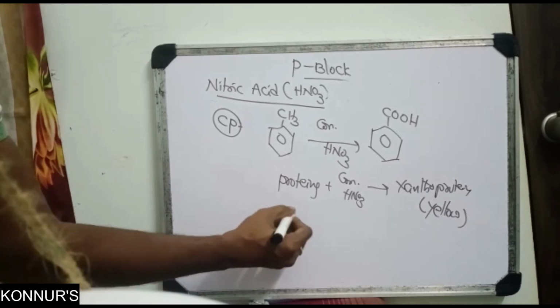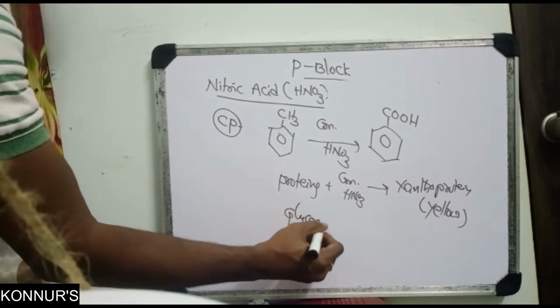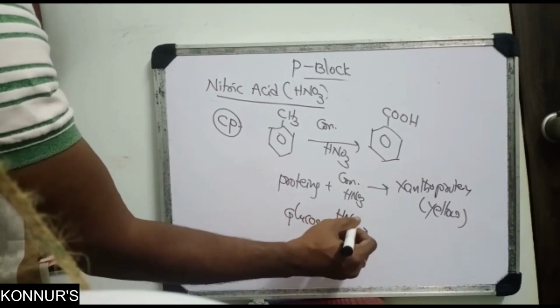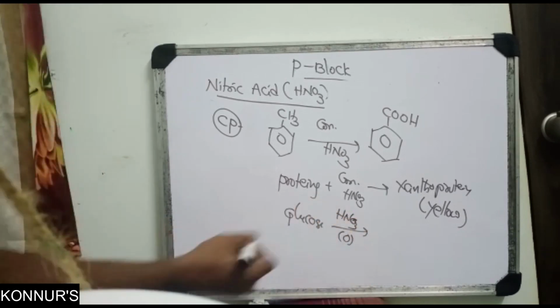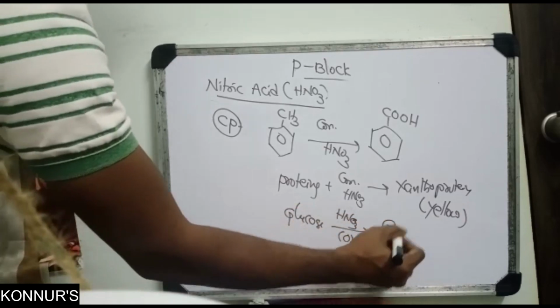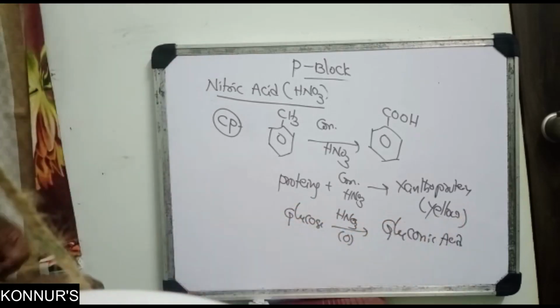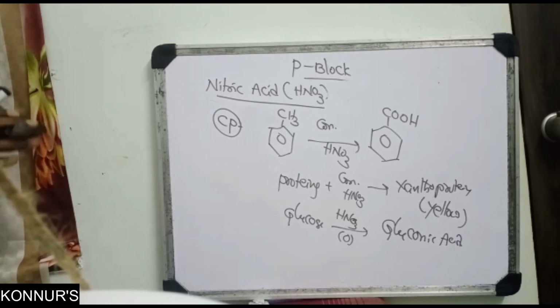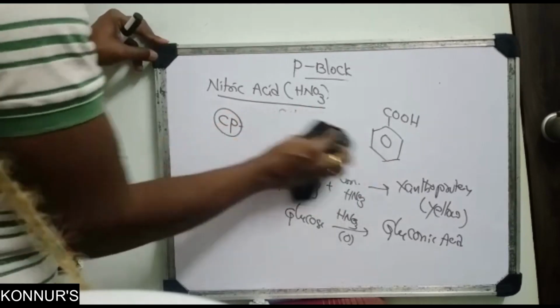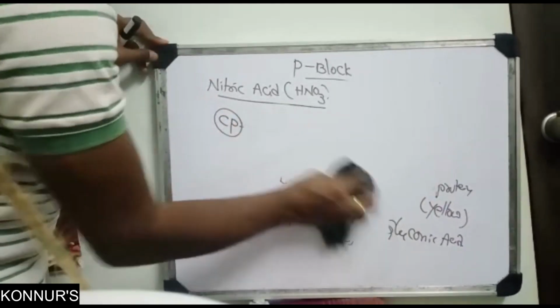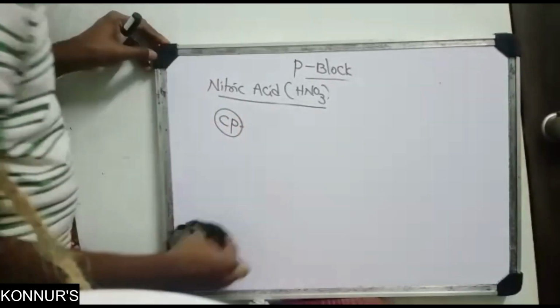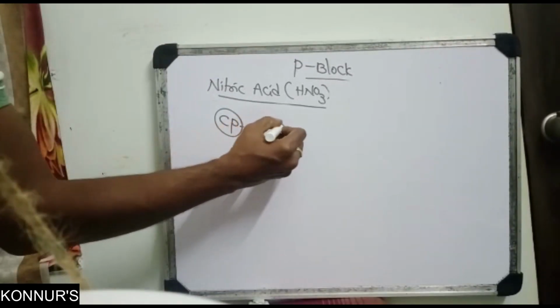Next, glucose. Glucose reacts with concentrated HNO3, a strong oxidizing agent. So you are getting gluconic acid. So more and more important about HNO3. Next, the HNO3 famous compound, that is aqua regia. So what is aqua regia?